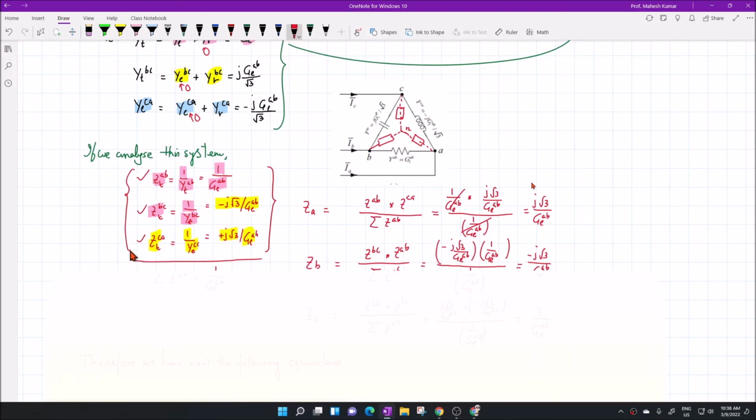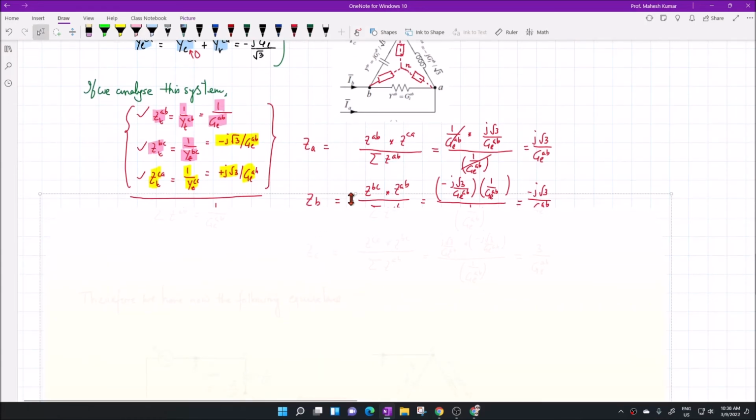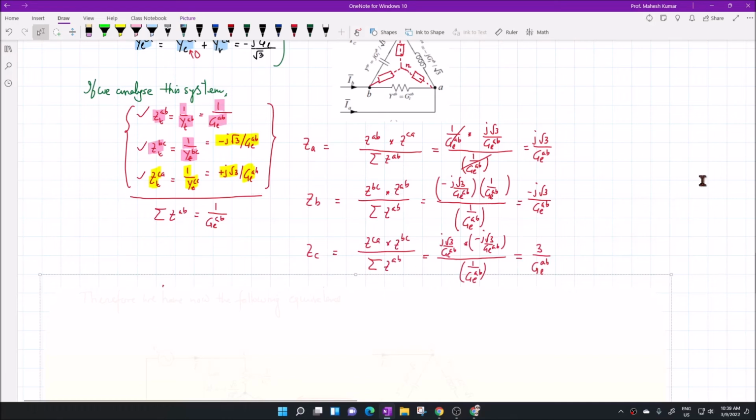So these three values will give us ZA equals ZAB into ZCA by sigma ZAB. Substitute these values. Sigma ZAB is nothing but the sum of all these three impedances, which is nothing but 1 by GLAB, because these two will cancel. So this is the value of ZAB, which is substituted here. ZAB is 1 by GLAB and ZCA is J root 3 by GLAB. This will cancel on both sides and you will get only J root 3 by GLAB.